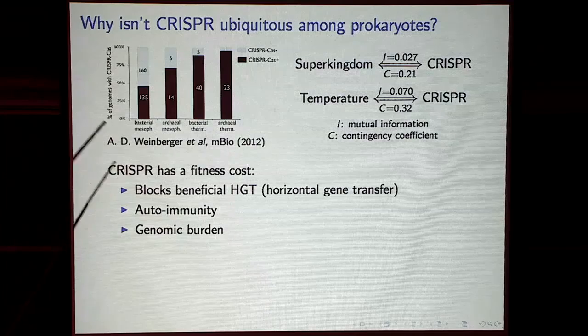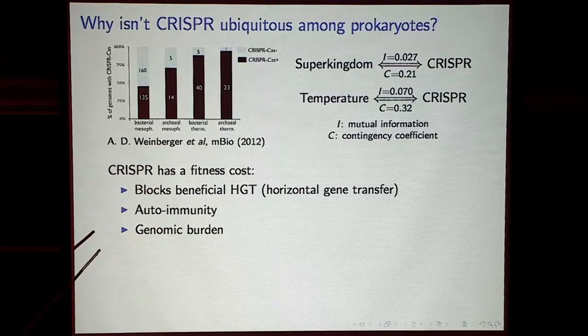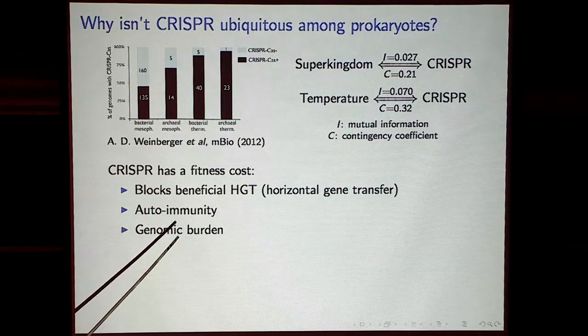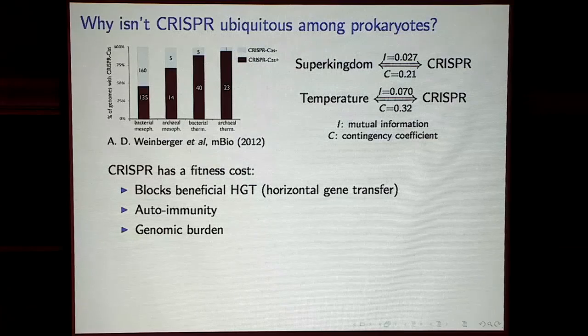It's clear that because it's not ubiquitous, there must be, in addition to the benefit that CRISPR provides in protecting the prokaryotes from viruses, a fitness cost. And the cost comes from several sources. For example, since CRISPR blocks all external foreign DNA, it can also block beneficial gene transfers. Occasionally, it is found that the CRISPR cassette has bits of the prokaryote's own DNA. So when the CRISPR is activated, the cell essentially commits suicide by destroying its own DNA. And also in prokaryotes, where genomic real estate is at a premium, carrying around an extra 50 to 100 genes is an expense in itself.